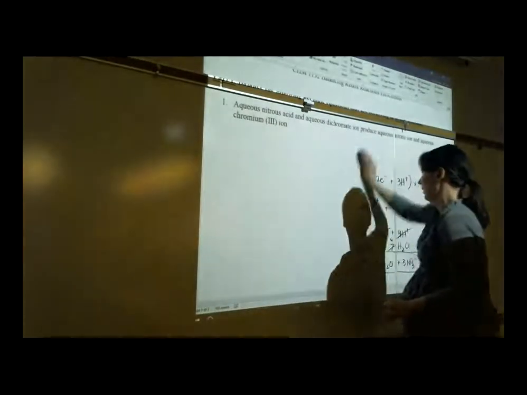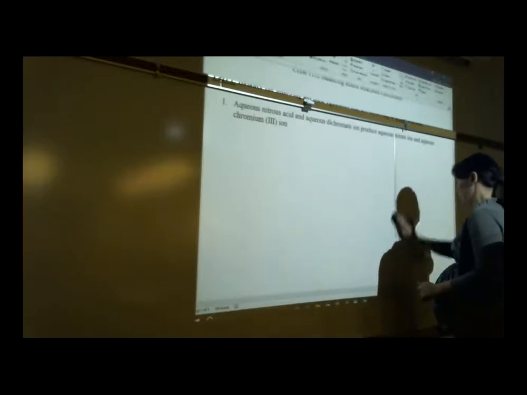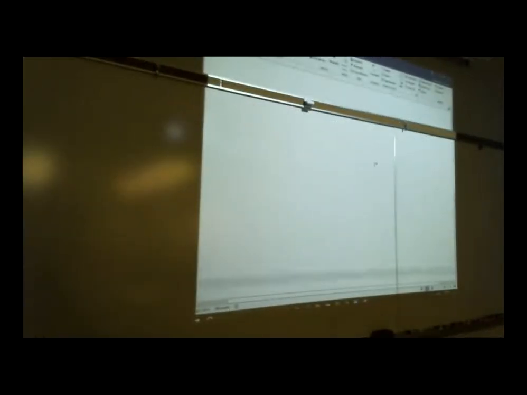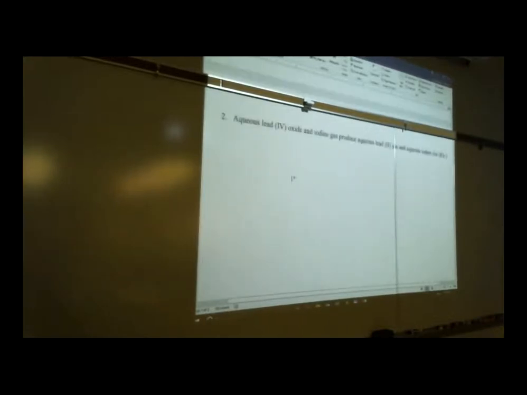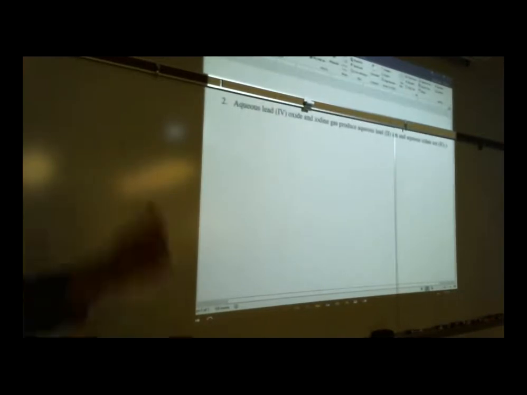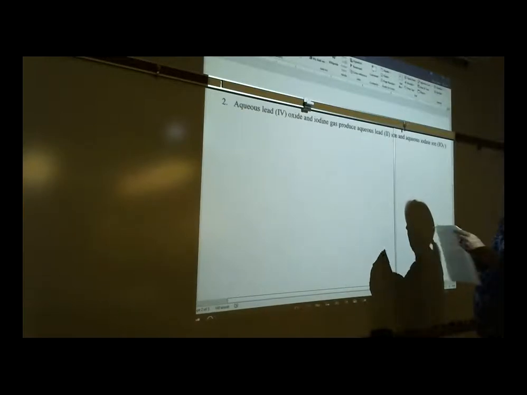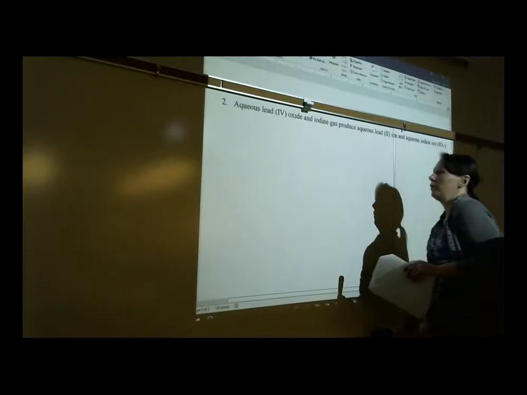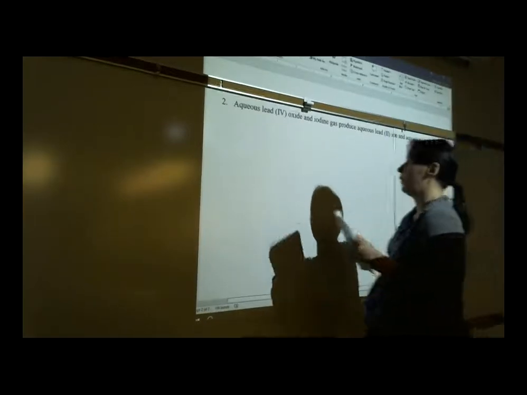Let's move on to number 2. All right, so again, I've given it to you in word form. You need to convert that into formulas, balance the redox equation. These are all in acid solution. So first thing we need to do is write the equation out so we can see what we're working with.